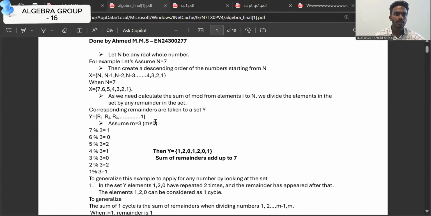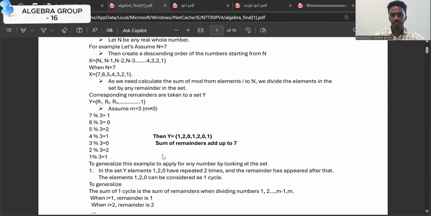Let m equal 3. The remainders are as follows. The set of remainders is 1, 2, 0, 1, 2, 0, 1, which add up to 7. Notice that the elements 1, 2, 0 repeat, forming a cycle.